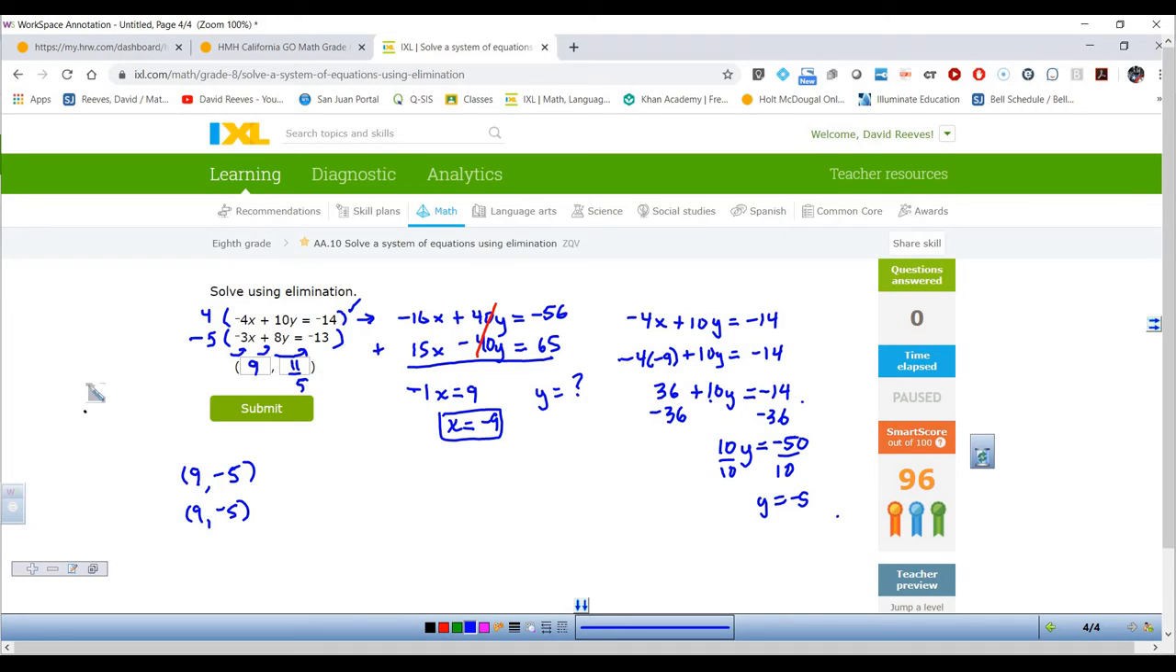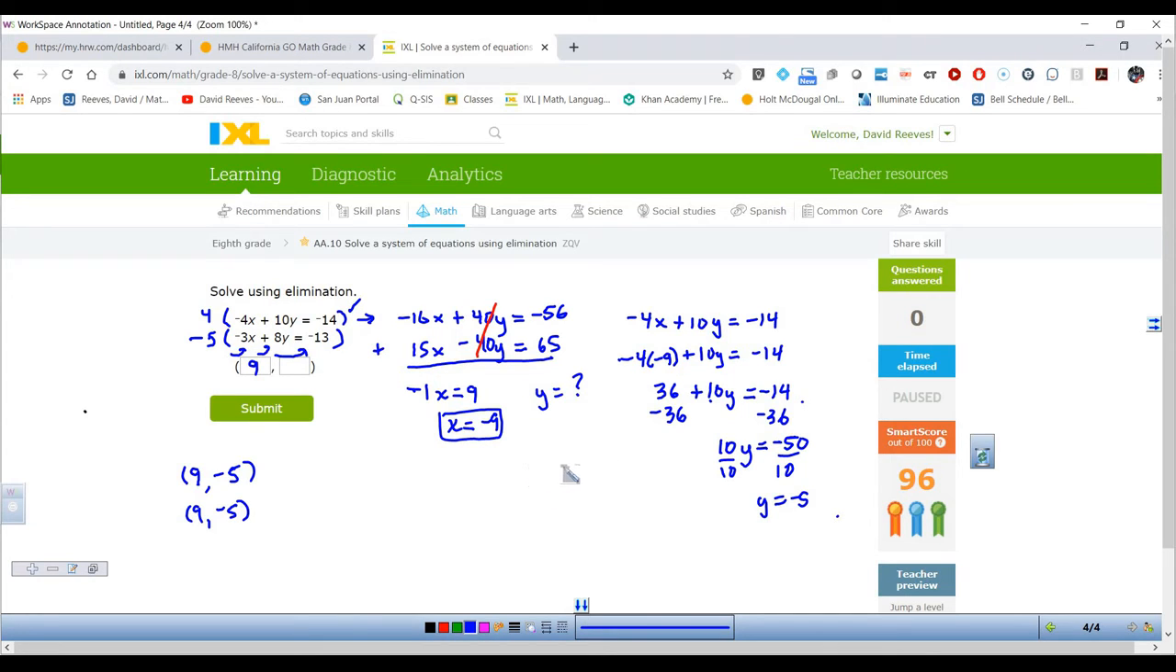Now, I do want to tell you that every time you get a fraction or a decimal answer, that does not mean you made a mistake. Many times you can get a fraction or a decimal answer to systems of equations problems. But in general, they usually make them come out with integer values more often than fraction or decimal values, especially at this level in 8th grade math.